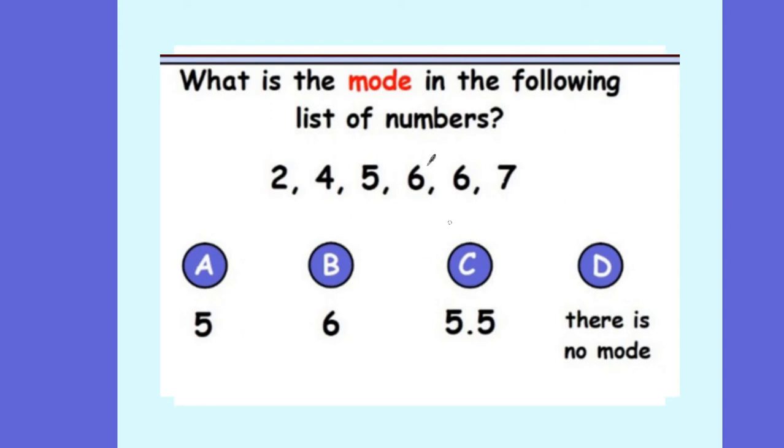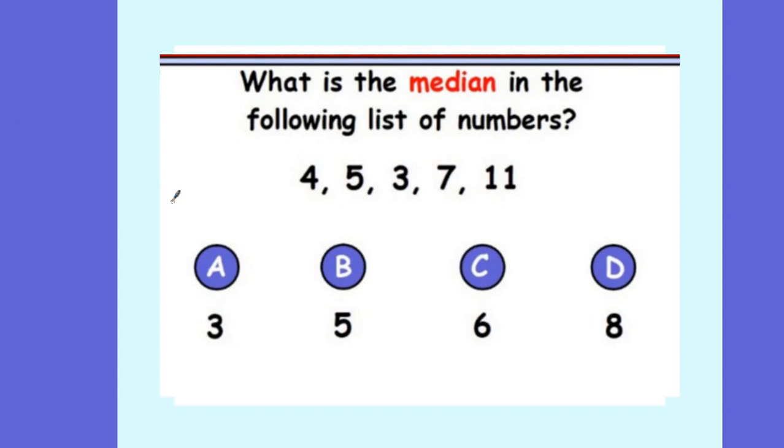Okay, so mode is the most common, and there are 2 6s in this set of numbers, so the mode is B, 6. Question 3. What is the median of the following list of numbers? Pause the video and have a think for me. Okay, I need to start by putting them in order. So I've got 3, 4, 5, 7 and 11. A median means the middle number, which in this case is B, 5.